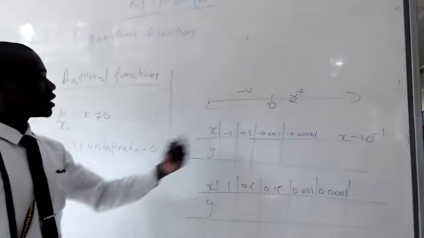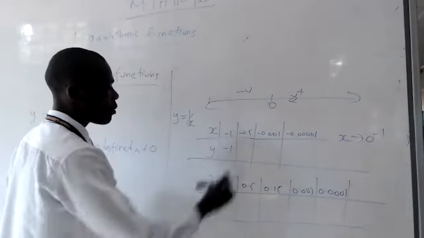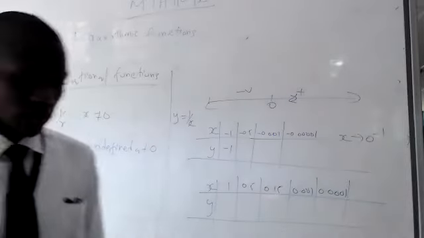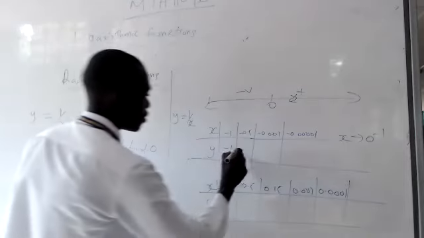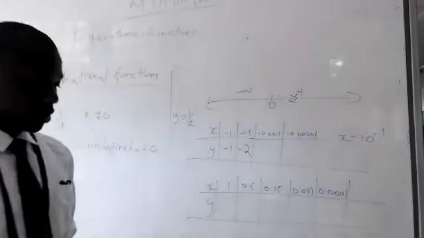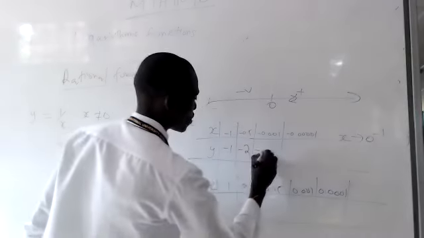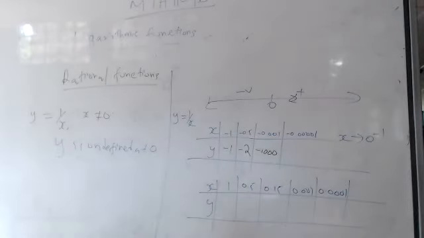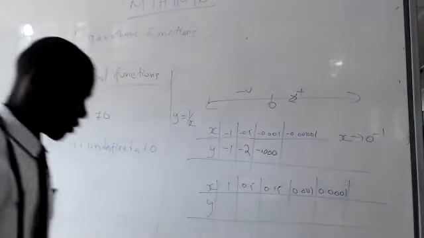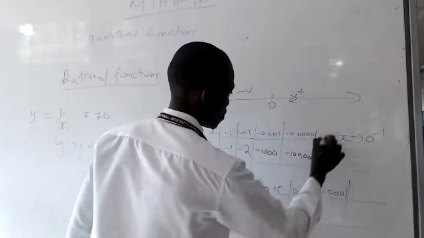Give me these values. What's the value of the function at -1? This is -1. How about -0.5? -2. Yes. How about -0.001? -1,000. How about with the 4 zeros? -10,000. -100,000.